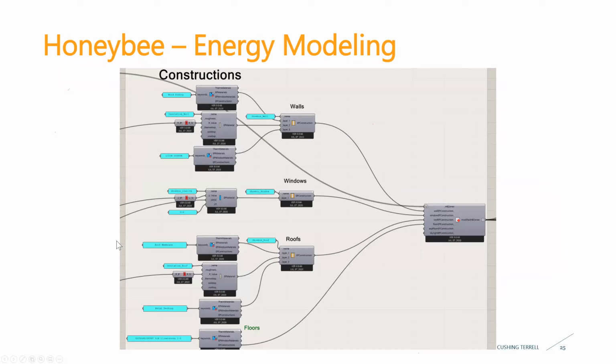So next is the constructions. In this component that's on the far right, you can assign constructions to your walls, windows, roofs, and floors. And so I built up just little simple constructions for each of those. For the wall, it's made up of 3 layers, and you can search through the EnergyPlus library. I've just looked for wood siding, and it finds some material, and I can just drag that into layer 1.